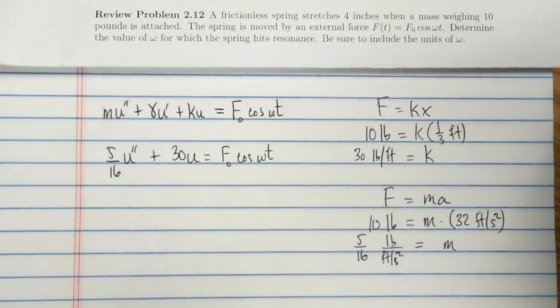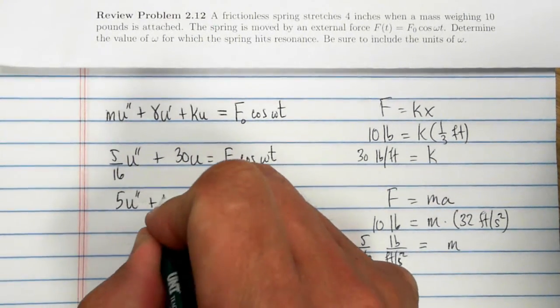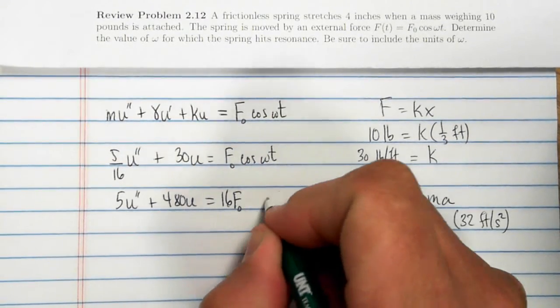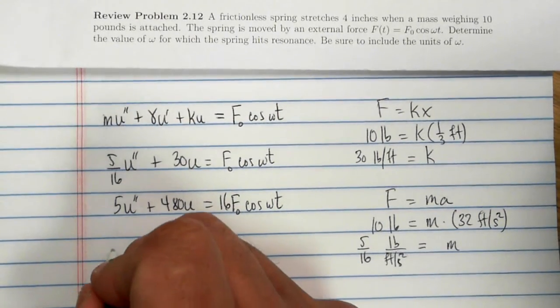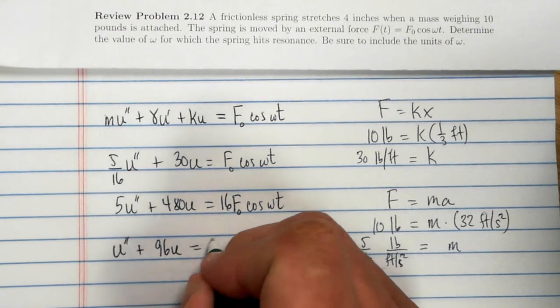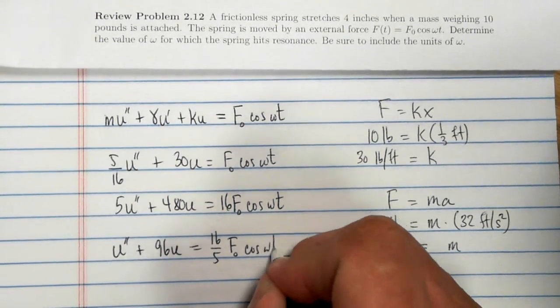Let's simplify this a little bit. So multiplying by 16, we get 5u'' + 480u is equal to 16 F0 cos(omega t). And we can also divide by 5. We get u'' + 96u is equal to 16/5 F0 cos(omega t).